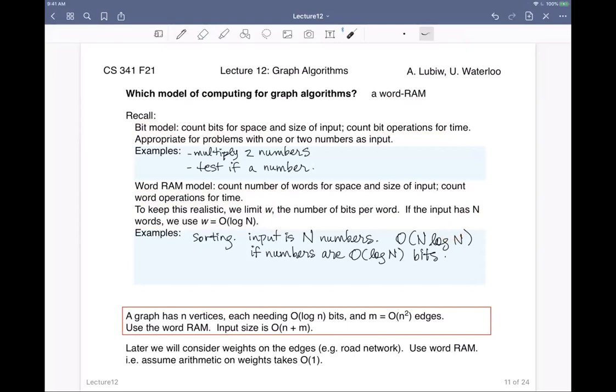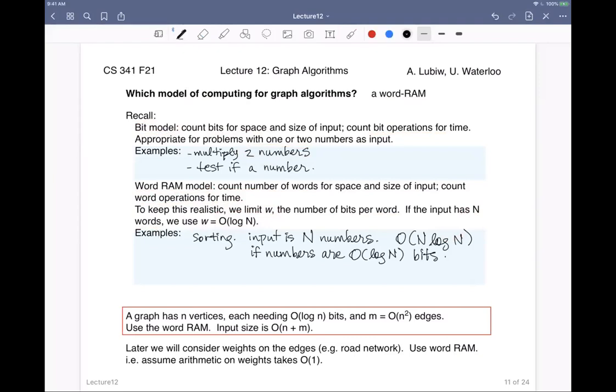On the other hand, this word RAM model is not so appropriate if we're thinking about multiplying two numbers. Here, capital N is equal to 2, and my restriction here would be saying that I'm only allowed to store a constant number of bits in each word. It's not the appropriate model.